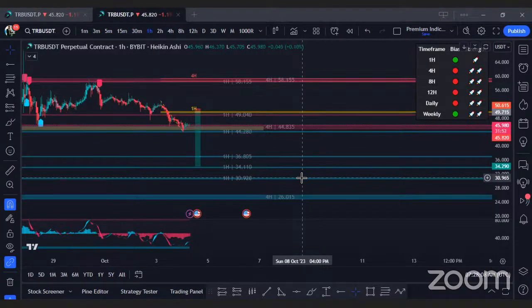Guys, let me know in the chat which token you want me to look at. Whatever token you want me to look at, just let me know. I don't want to trade many tokens. One token at a time, one trade at a time, guys.